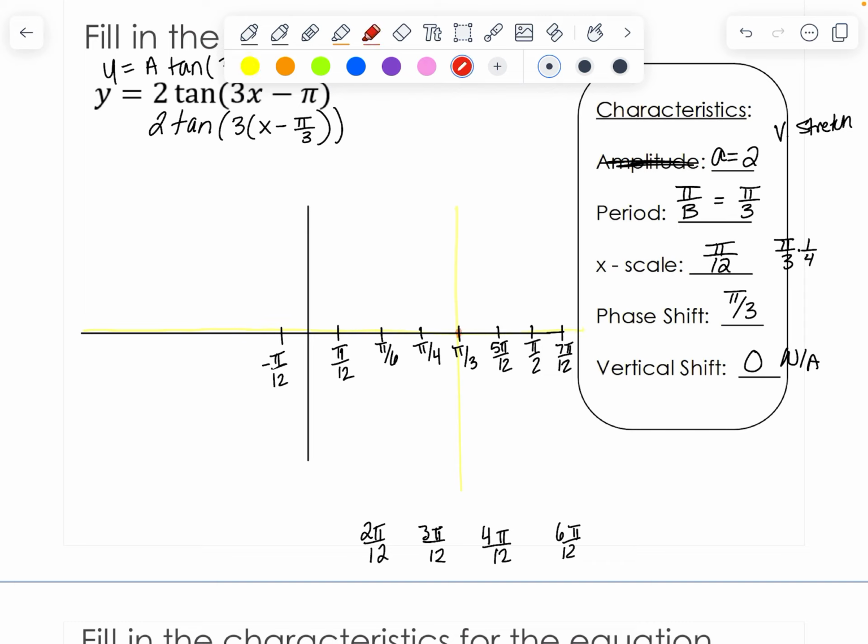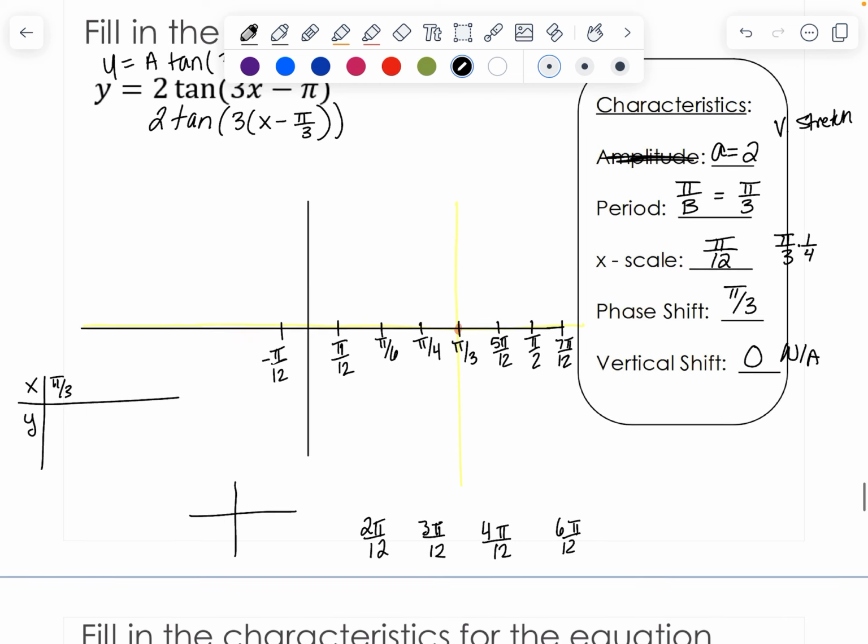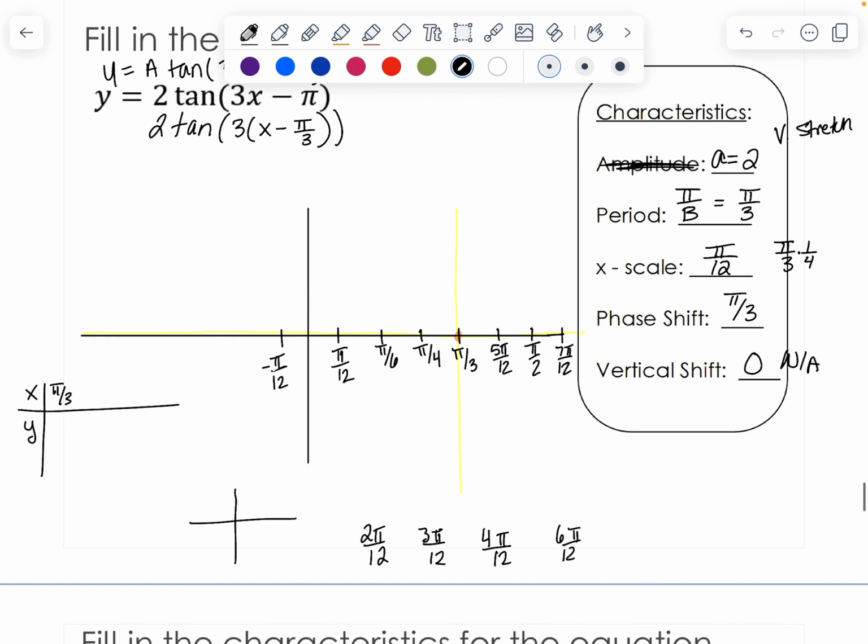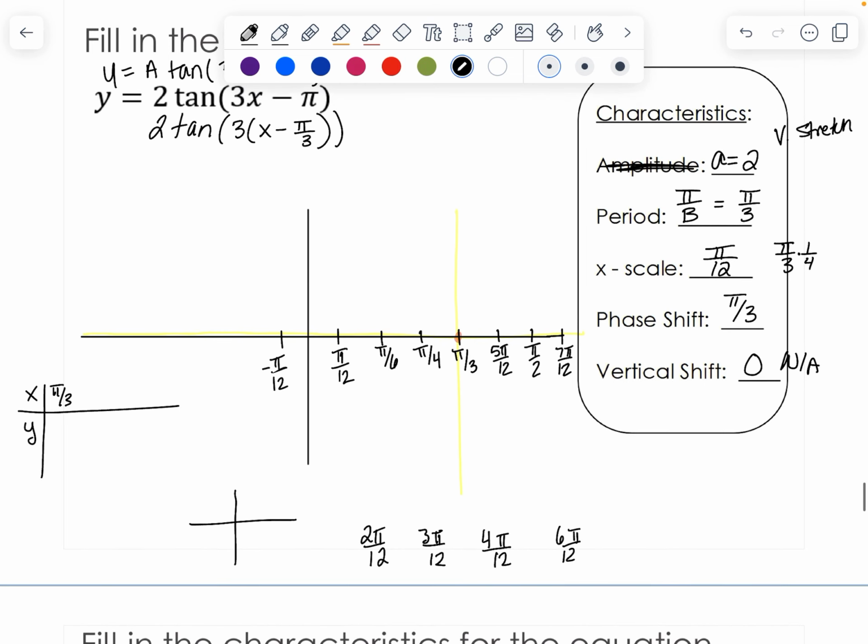So remember, that means we're going to treat this point right there at pi over 3 and 0 as my origin, 0, 0. So I'm going to graph the rest of my points from that point. So my 0 point on my table is going to be pi over 3. Now I need to figure out your y coordinates. So remember, you're going to use your unit circle to figure out your y values for your table. And tangent is going to be the sine over cosine.